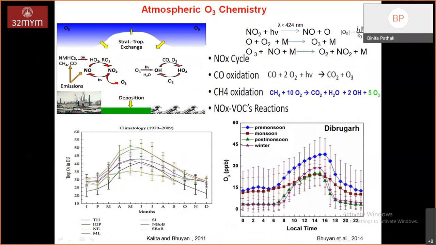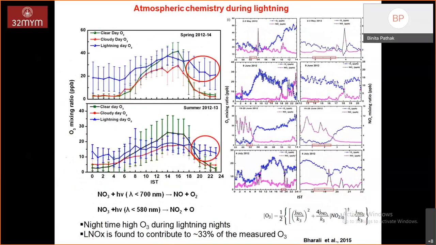For the measurement of ozone at the surface, which we do from Dibrugarh, we see a daytime increment because of the presence of sunlight and a nighttime minimum. But during the monsoon season, this day and night difference is quite lower. The reason behind this is lightning, an extreme weather event which contributes to the formation of ozone in the nighttime. In a publication in 2015, we showed that 33% of measured surface ozone was because of the lightning process.